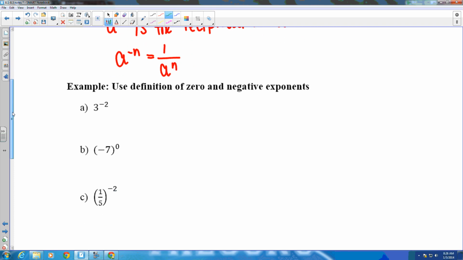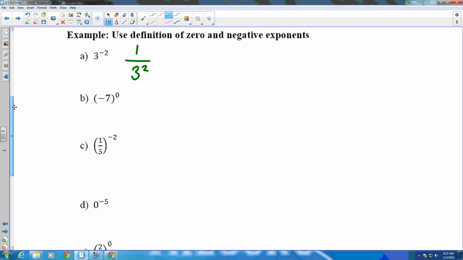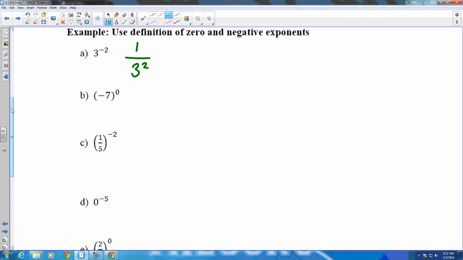So if we start with 3 to the negative second, to make it positive, it's 1 over 3 squared. I would rather you keep it as 1 over 3 squared than 1 over 9, because I know you can just type that in your calculator, and I want to know that you know the property to make it the reciprocal. B, negative 7 to the 0, that is the zero exponent property. That one's just going to be 1.